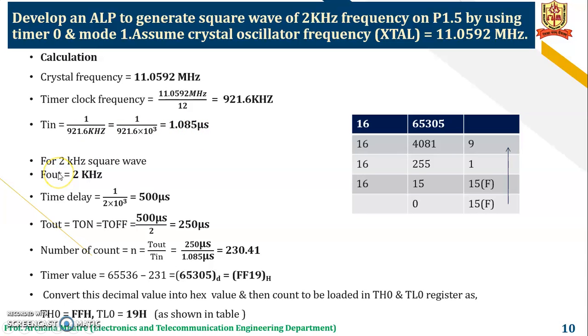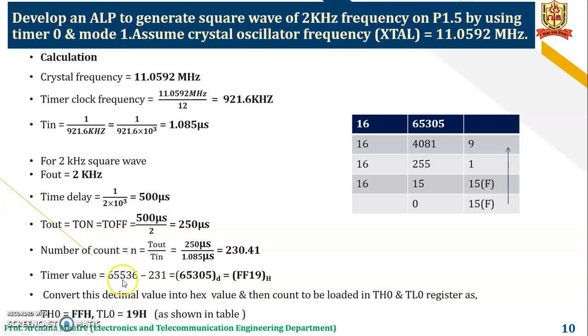Now we have to generate the square wave of 2 kHz. So Fout, that is output frequency, is equal to 2 kHz. Then the time period is the reciprocal of 2 kHz, which is equal to 500 microseconds. Tout, that is output time, is equal to 500 microseconds divided by 2, which is 250 microseconds. So the number of counts n is equal to Tout divided by Tn, which is 230.5. So we will consider it as 231.